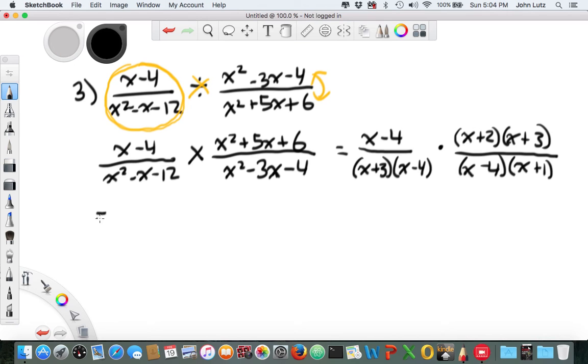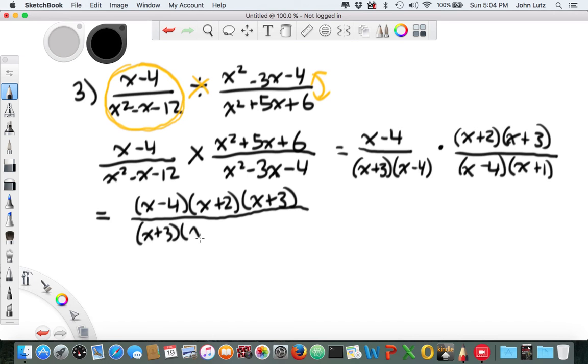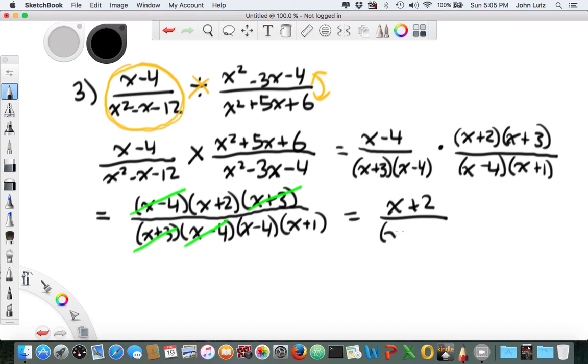Then I'm going to do the same thing that I did before. I'm going to say that this is x minus 4 times x plus 2 times x plus 3 on the top, all over x plus 3 times x minus 4 times x minus 4 again times x plus 1. I see some stuff that can cancel out. This x minus 4, this x minus 4, this x plus 3, this x plus 3, and now I have on the top x plus 2, on the bottom x minus 4 times x plus 1. And if we want to get really fancy, which we do, we keep that x plus 2 on the top, and we make the bottom a quadratic trinomial by calling it x squared minus 3x minus 4. And we are done.